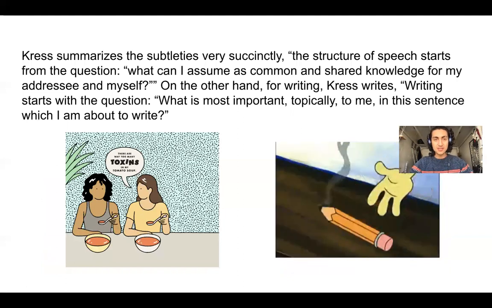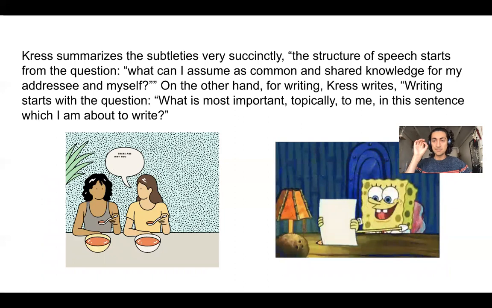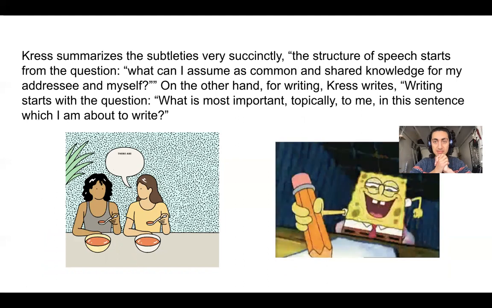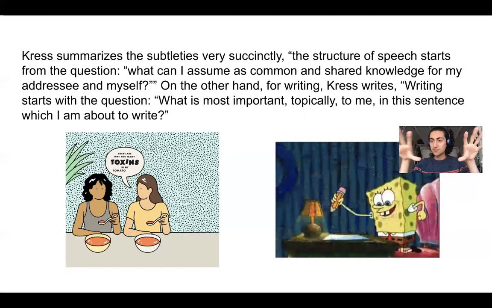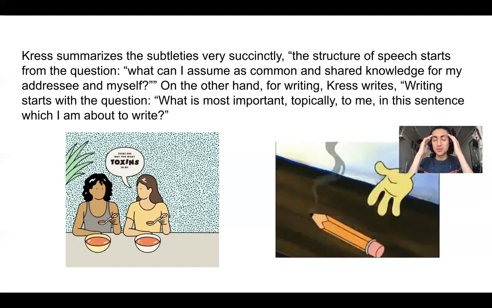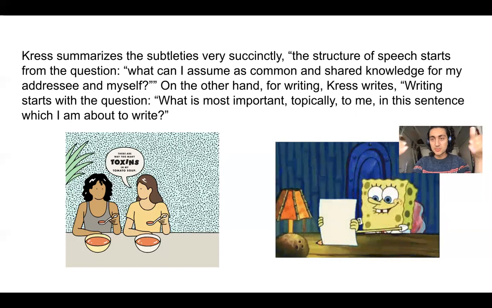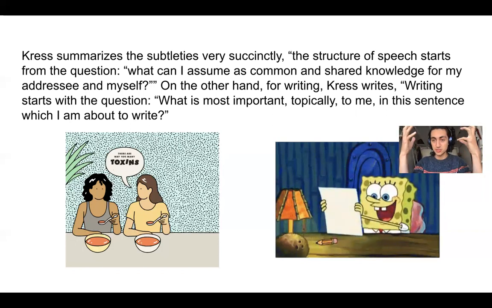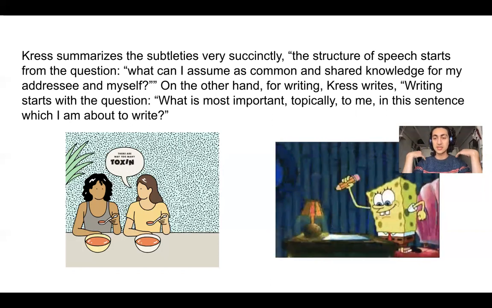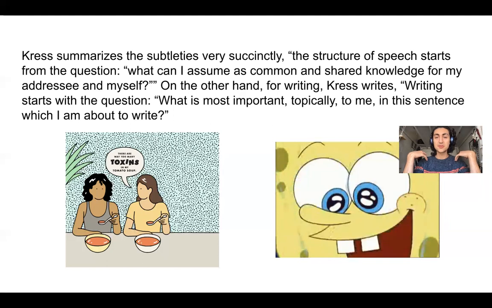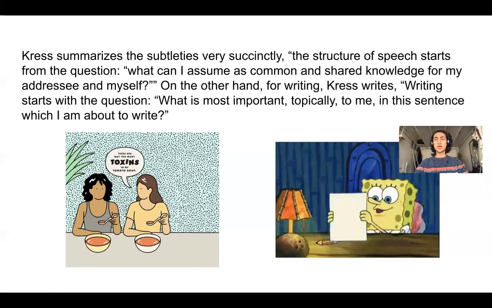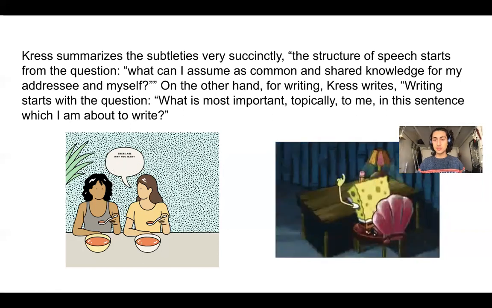So Kress is summarizing the subtleties between written and verbal communication. He says the structure of speech starts from the question, what can I assume as common and shared knowledge for my addressee and myself? On the other hand, for writing, Kress says that writing starts with the question, what is most important topically to me in the sentence which I am about to write?